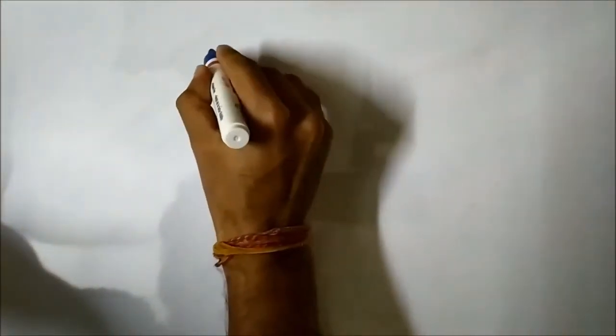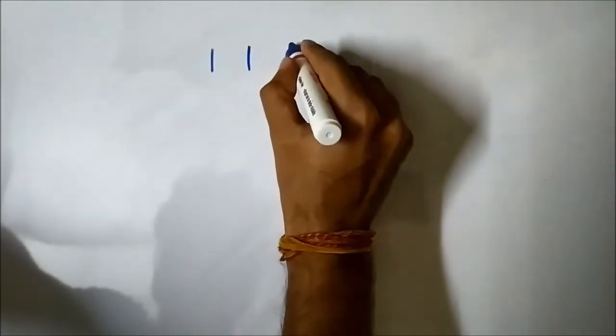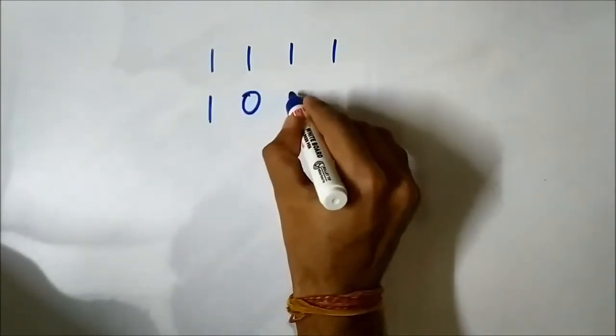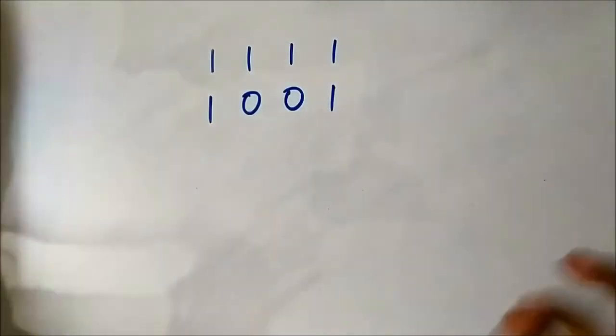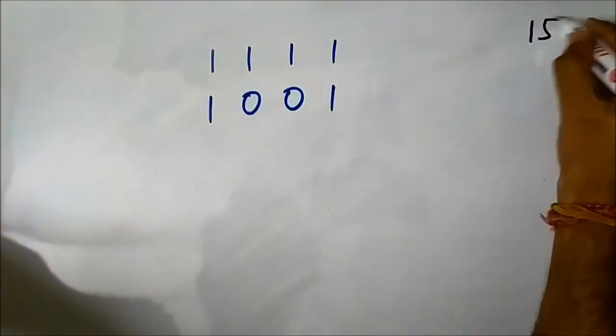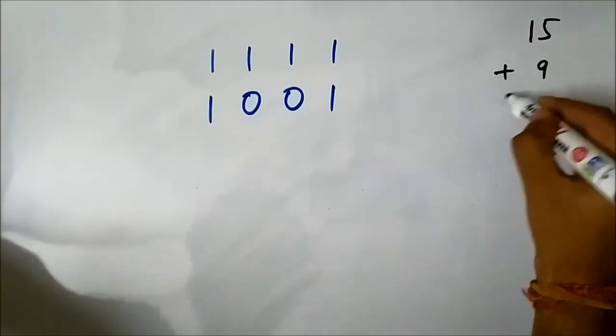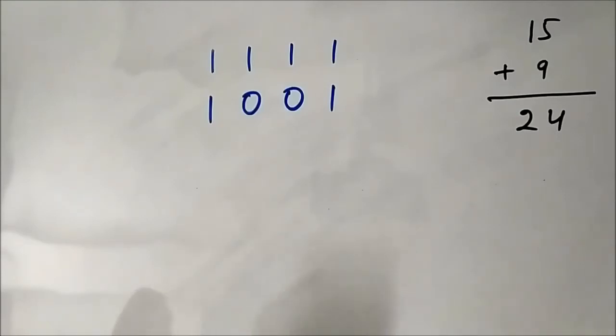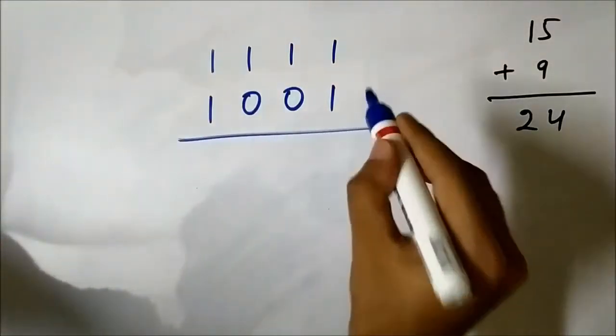Let us say we take 1, 1, 1, 1. Okay, this is 15, and 1, 0, 0, 1. This is 9. Okay, so this is 15. This is 9. The answer is 24. So, let us find the result here.